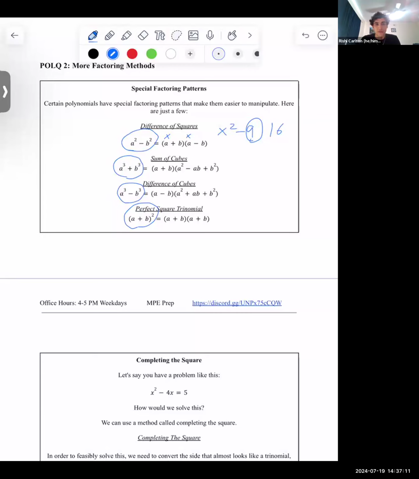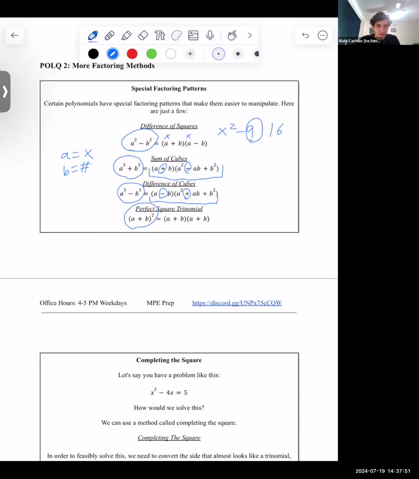Sum of cubes, kind of the same idea, except you get this sort of longer equation anytime you get a sum of cubes. Same thing, A will generally be x, and then B will be a number, just like any other number. You can also have the difference of cubes, which has pretty much the same equation, except you'll see that this sign is a negative instead of a positive, and this sign is a positive instead of a negative between the two equations. So they're kind of the same thing, but different.